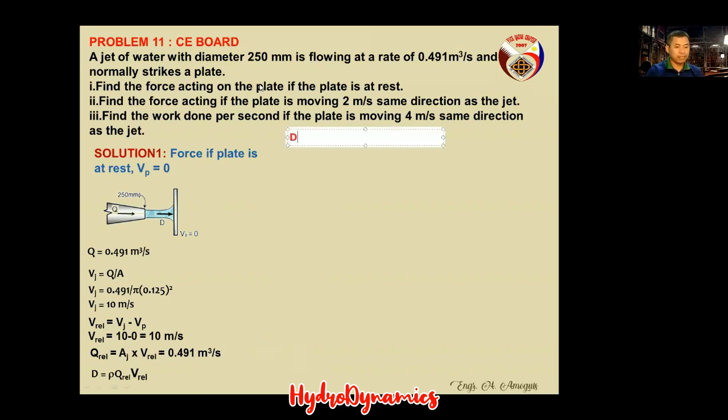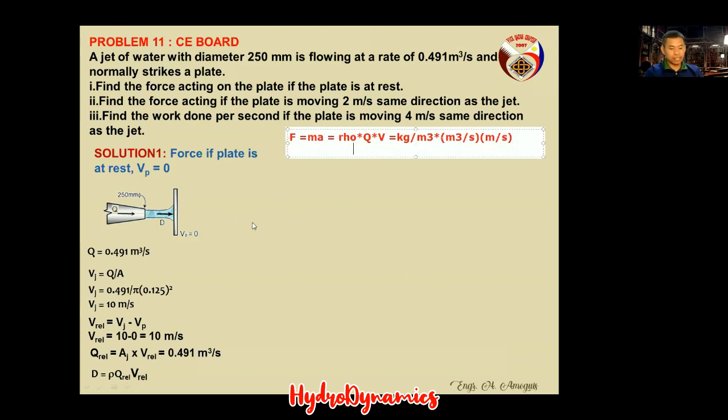Di ba? Galing ito sa mass times acceleration. Okay? Galing sa mass acceleration. If let us say rho, ano yung rho? Rho Q V. Rho times Q times V. Ano yan? Yung rho, di ba? Kilogram per cubic meter times ano yung Q? Cubic meter per second. Ano yung velocity? Times meter per second. So ano yung tawag nito? Ano yung ending niyan?